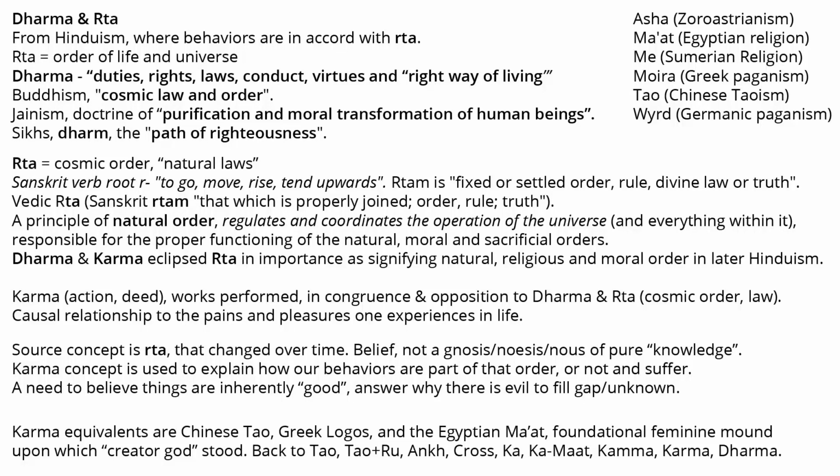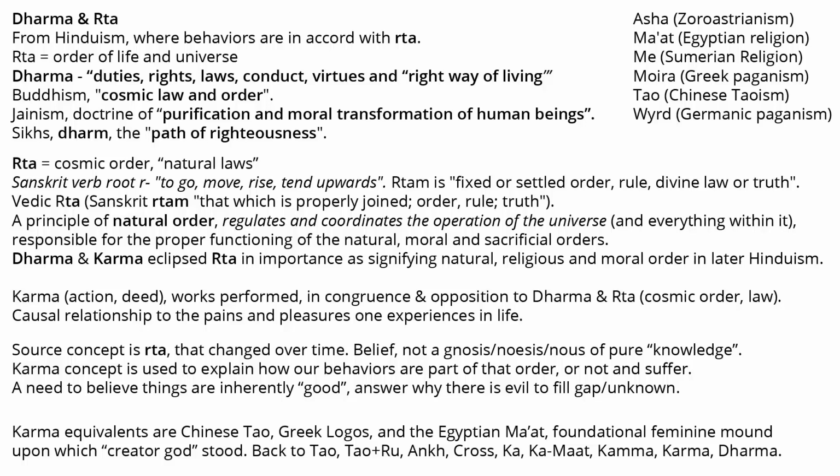So in rota, you have Asha in Zoroastrianism, you have ma'at in the Egyptian religion, you have Mi or Me in the Sumerian religion, you have Moira in the Greek paganism, you have Tao in the Chinese Taoism, and you have Weird or Wyrd in the Germanic paganism. But they're all the same cosmic overarching concepts in the cosmos about divine law and cosmic order and all these things. It's all the same conception. Different people call it different things, but Ma'at is one of the source places, and it's Mi from Ma is Me in Sumerian, and that's Moira in Greek.